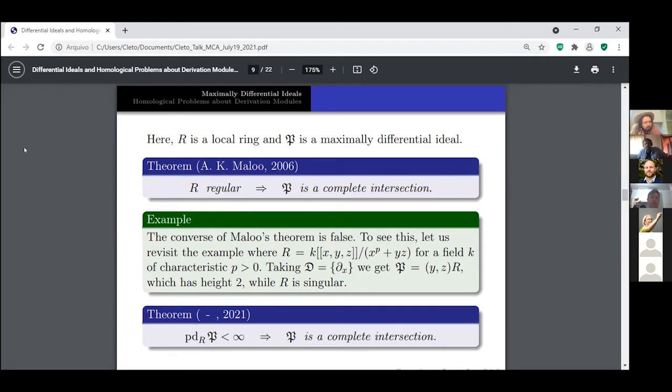Before going to our generalization of the second Malou's theorem, I'd like to point out that the converse of Malou's theorem is not true. You revisit that example I mentioned some minutes ago: this surface ring, k a field of characteristic p, and you take this ideal P, remember, (y, z). So clearly it has height 2, hence a complete intersection, while of course R is a singularity. So the converse does not hold.